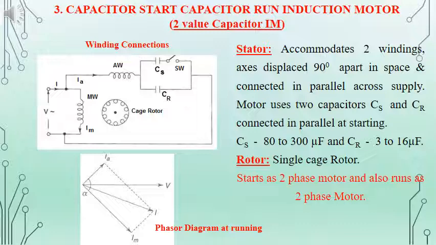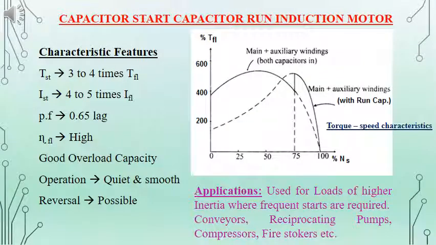Here also the angle alpha, that is the angle between the auxiliary winding current and the main winding current, can be made almost equal to 90 degrees by proper selection of the running and starting capacitors. The characteristic features are given. We can find the starting torque is improved, the power factor is also improved and the efficiency is high. Reversing of the direction is possible in this type of machine too. The torque speed characteristic is also given.